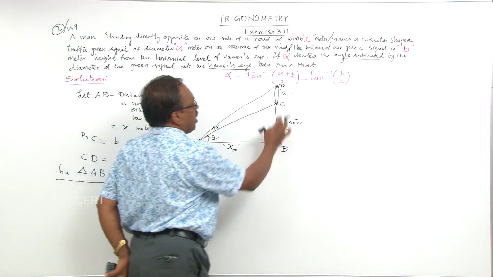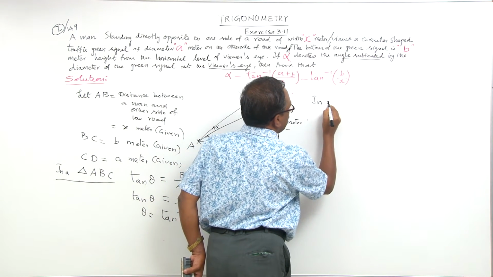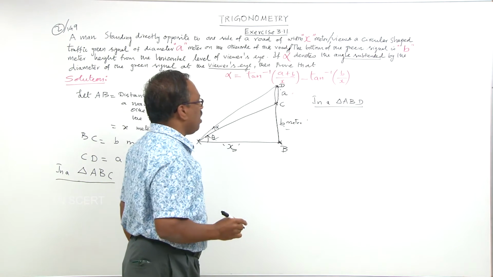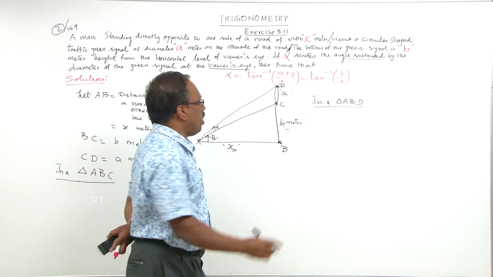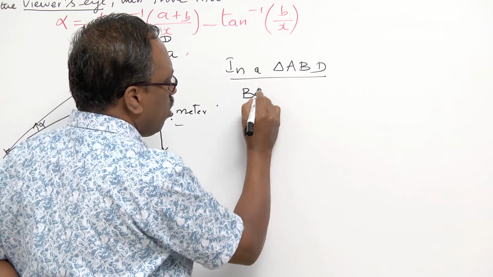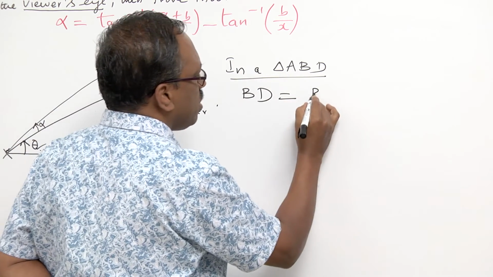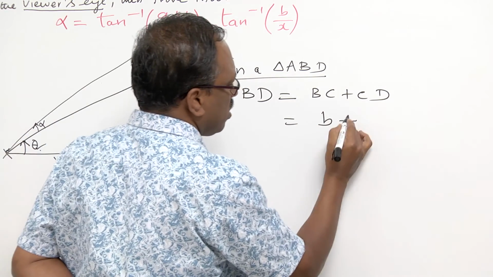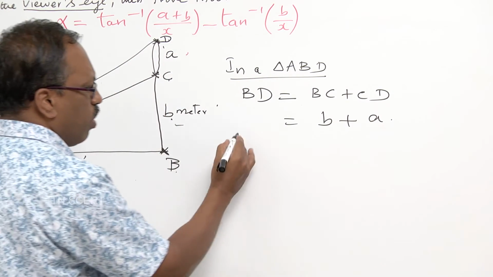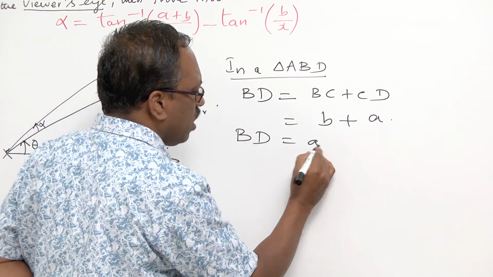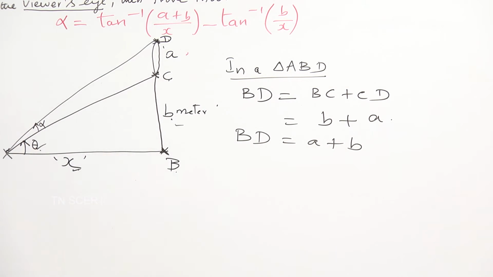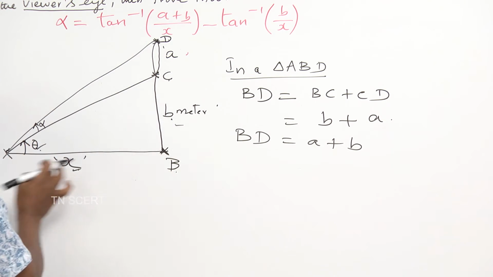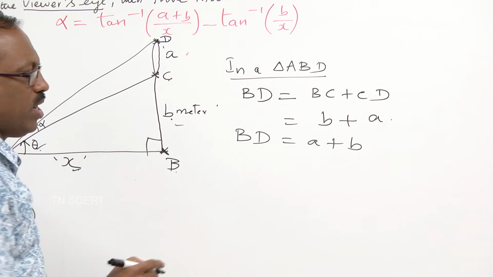Now let me take the other one, in triangle ABD. We will take the entire triangle. What is the distance of BD here? That is BC plus CD. BC is small b, and CD is small a here. So we found the length of the distance between them is a plus b. Now in triangle ABD, the same thing we are going to come across. This is the opposite side, this would be the adjacent side, like a perpendicular.